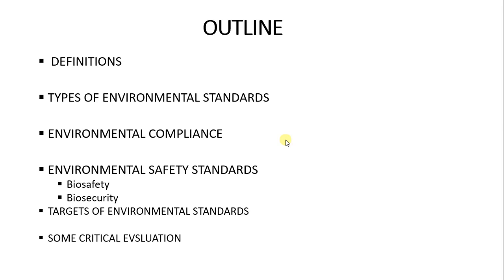The next outline is environmental compliance. What do we mean by environmental compliance? From the word compliance, it means to conform, to abide by. So environmental compliance means conforming to environmental laws, regulations, standards, and other requirements such as site permits to operate. Just comply by them. Comply by what is being stated.